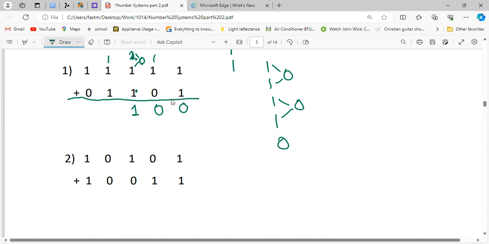Each group of 2, 1 plus 1 is a 0, and you carry a 1. Once you remember that, you can carry more than one thing from the same column. Just remember that. It's a little different when you do it, so you can't write 4.